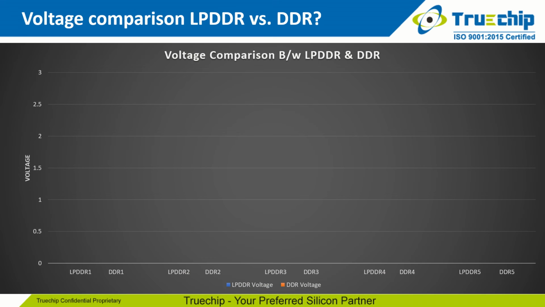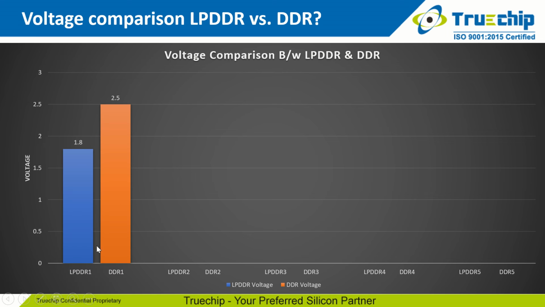So from the graphical representation, we can also see how LPDDR generations are different from DDR generations in terms of voltage supply. LPDDR1 is a slightly modified form of DDR1 SDRAM with several changes to reduce overall power consumption. More significantly, the supply voltage is reduced from 2.5 volt to 1.8 volt.